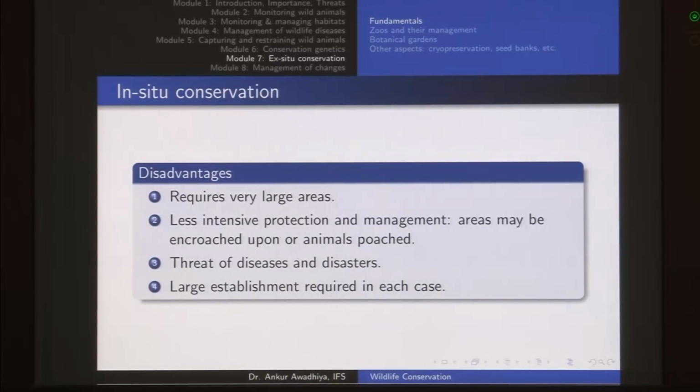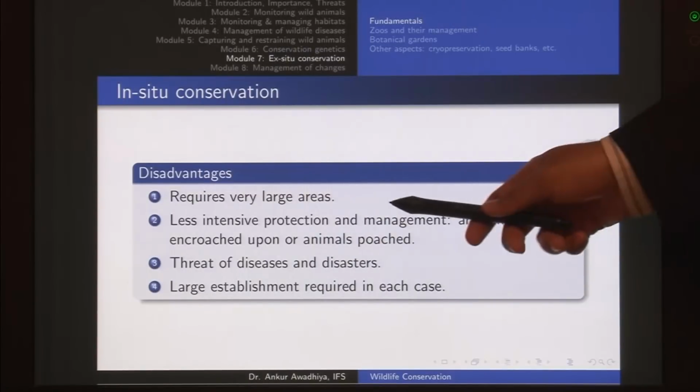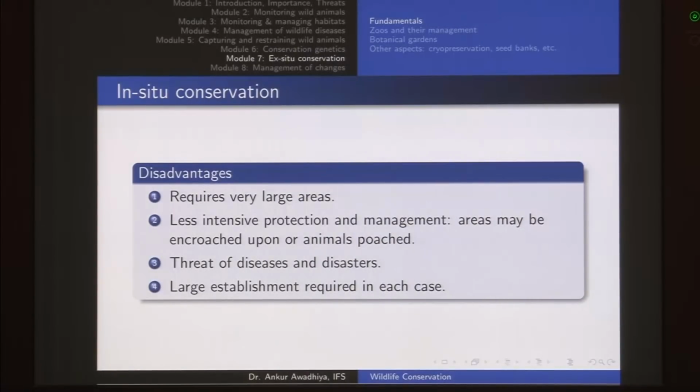One, it requires very large areas. Why? Because our management is not that intensive, our management is not tinkering with the system in a very big way. So typically we require larger areas to accommodate a larger number of animals. Then because these areas are very large, the protection would be less intensive, and also the management will be less intensive as compared to a very small area, which is the case in an ex situ conservation facility. Now if our protection is less intensive, then there is always a chance that some areas may get encroached upon or some animals may get poached.